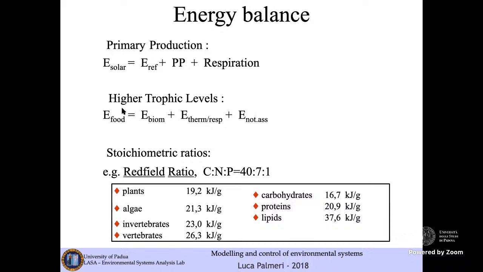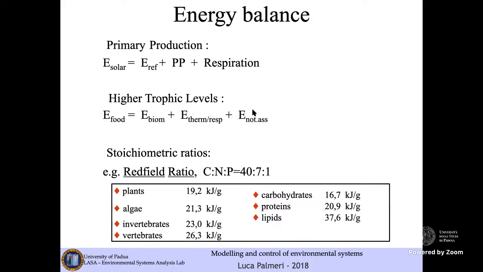that the energy of food taken by the organism is equal to the energy of the biomass produced, plus the energy that has been employed for thermal regulation or respiration, plus the energy that is lost by not assimilating food, plus the energy that is lost during the process of energy transformation.